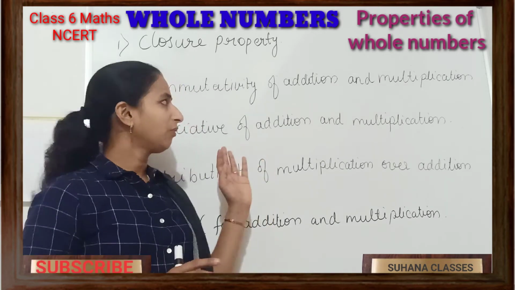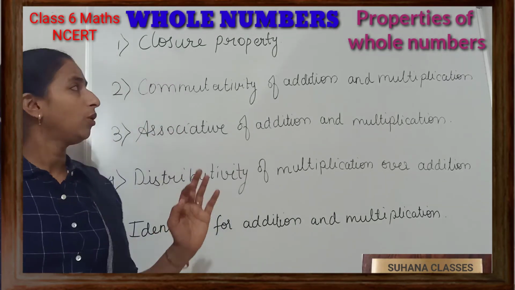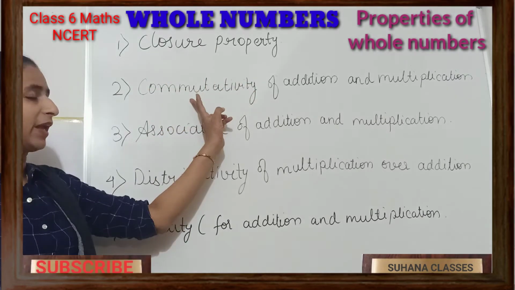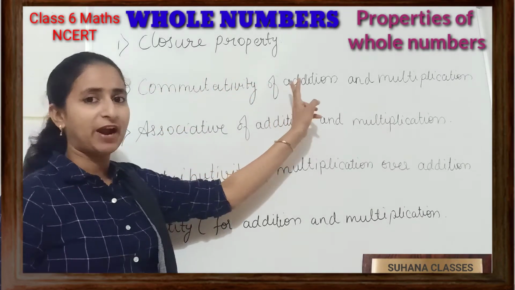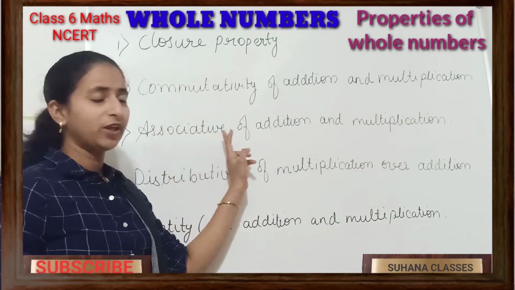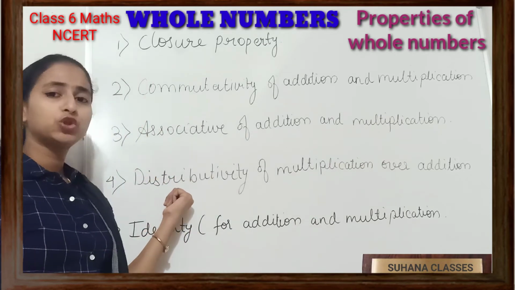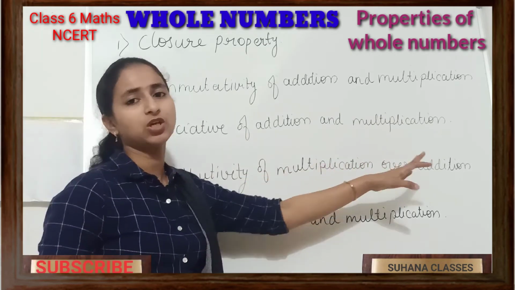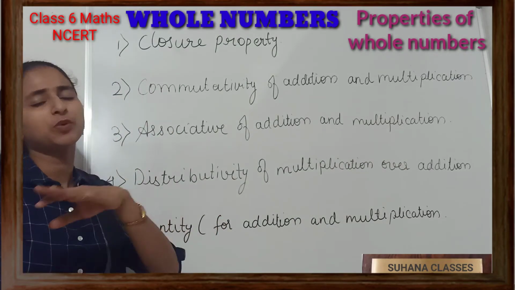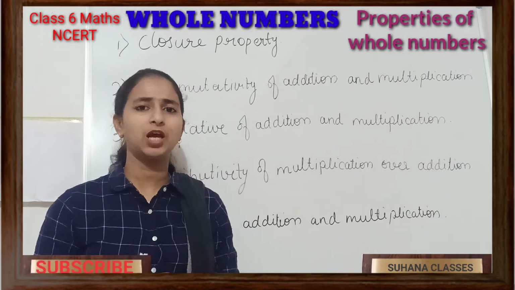And here we have a list of properties that we are going to study today. So the first property is closure property. Then next is commutativity of addition and multiplication, associative property of addition and multiplication, next distributivity of multiplication over addition, and the last is identity. So let me explain to you one by one what these properties are and how they are helpful for us.